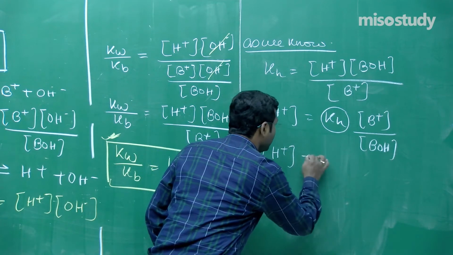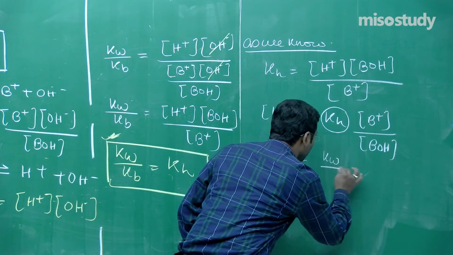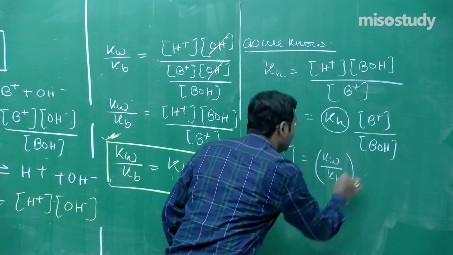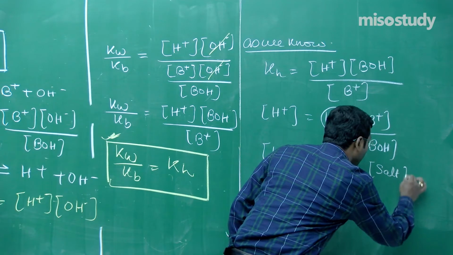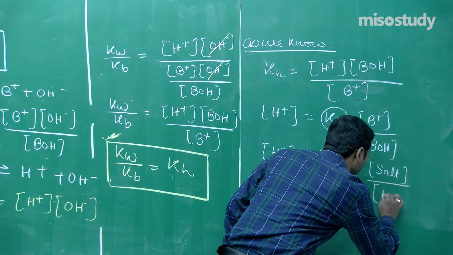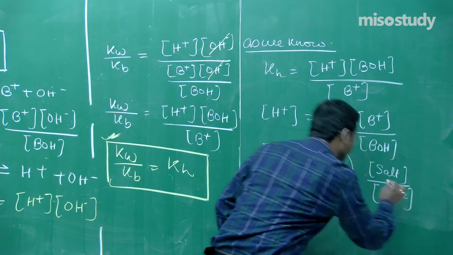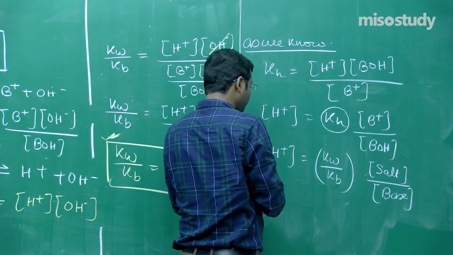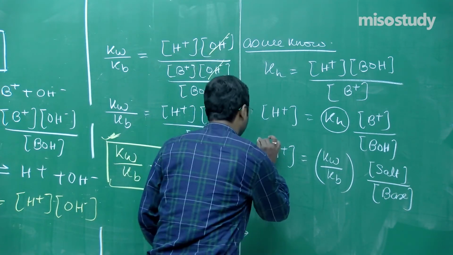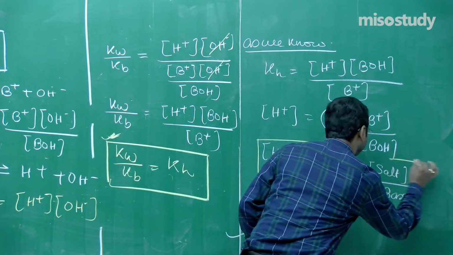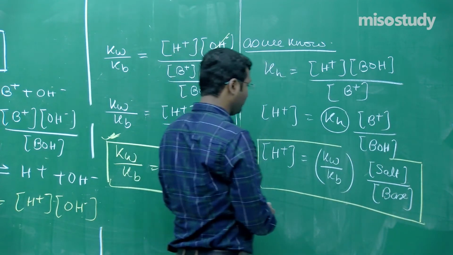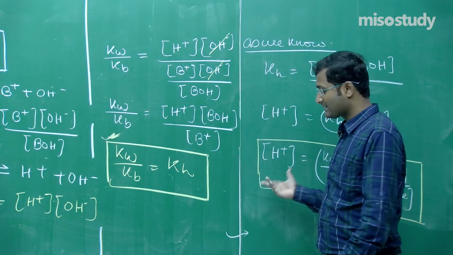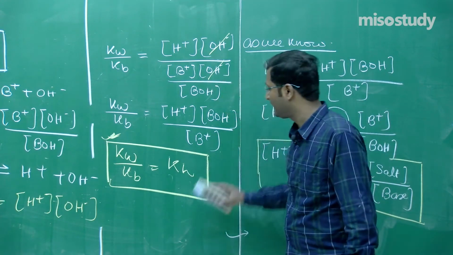H plus is equal to KW upon KB. In place of B plus, you can write salt upon BOH. This is the expression for H plus. Okay, friend? So, friend, that is the H plus expression. Now moving to the next part.